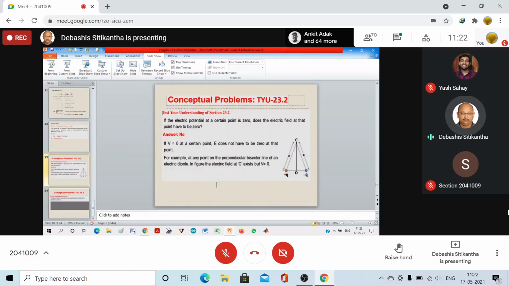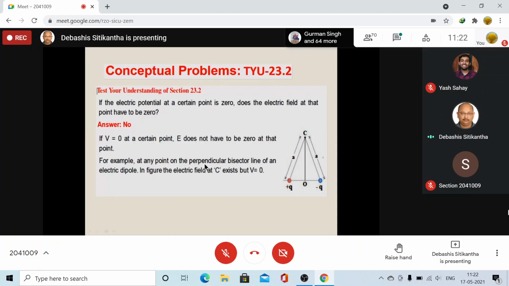In this example, here I am having a positive charge and a negative charge of equal magnitude but opposite polarity. So naturally this OC is the equipotential surface or plane which is at 0 potential because it is at the midpoint or bisector. So everywhere your VP is equal to 0 but your field is not going to be 0. Let us see why. We have already done this one.